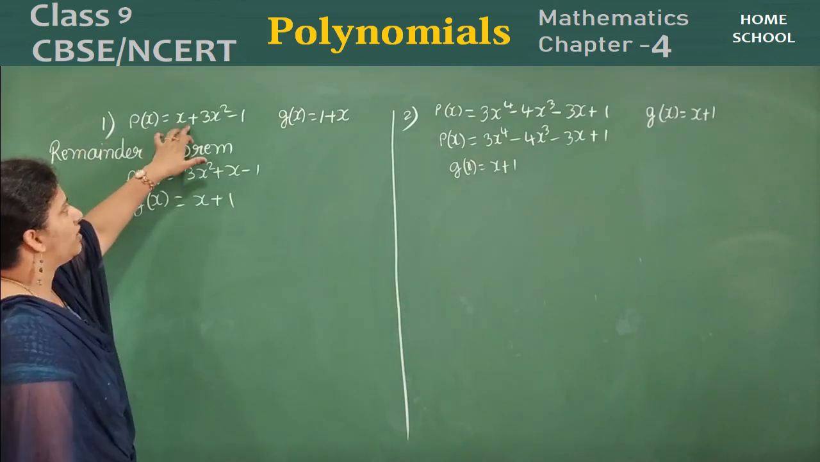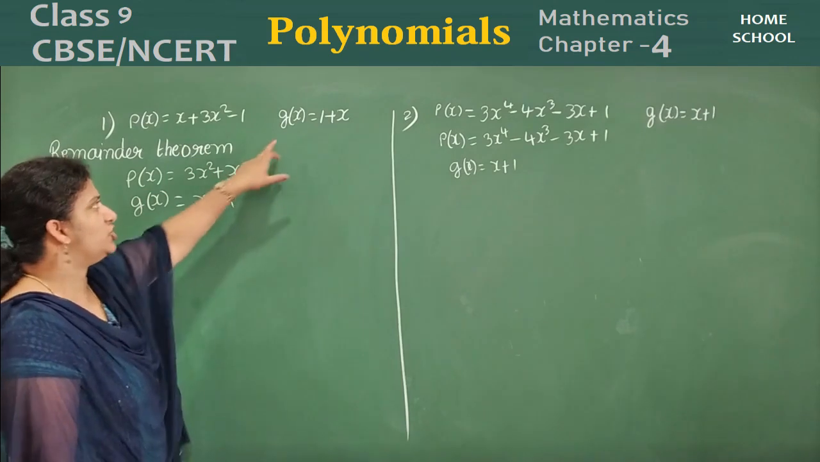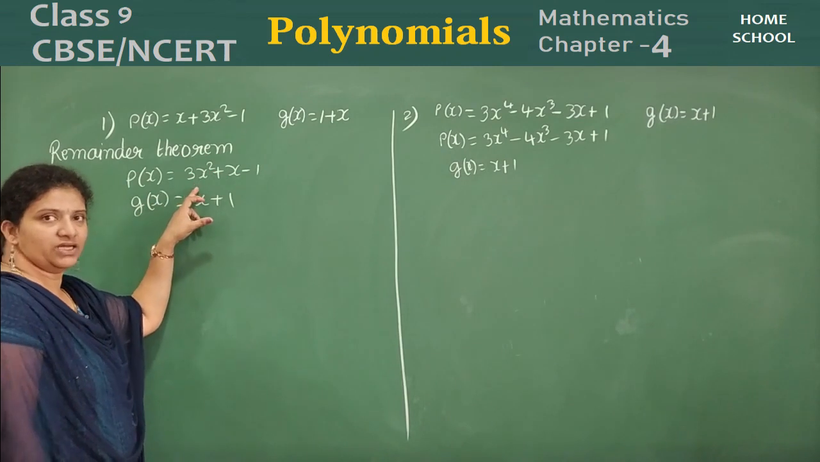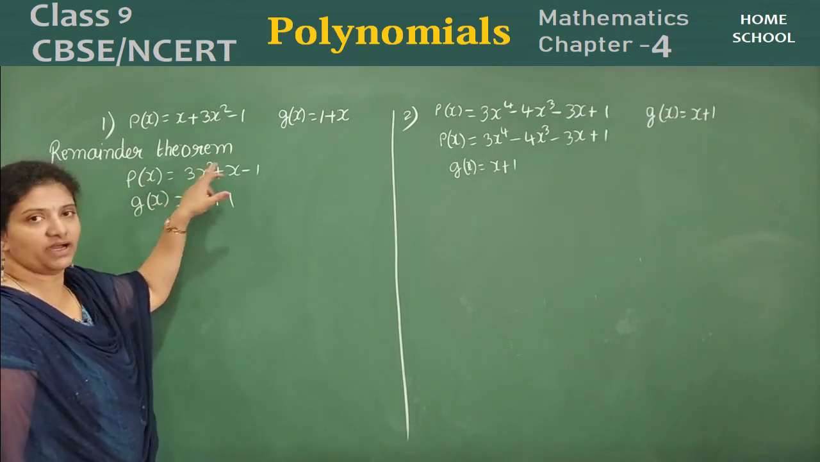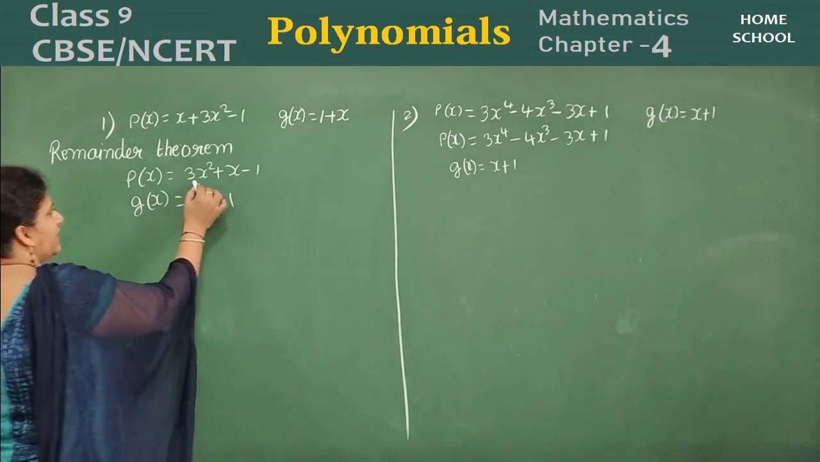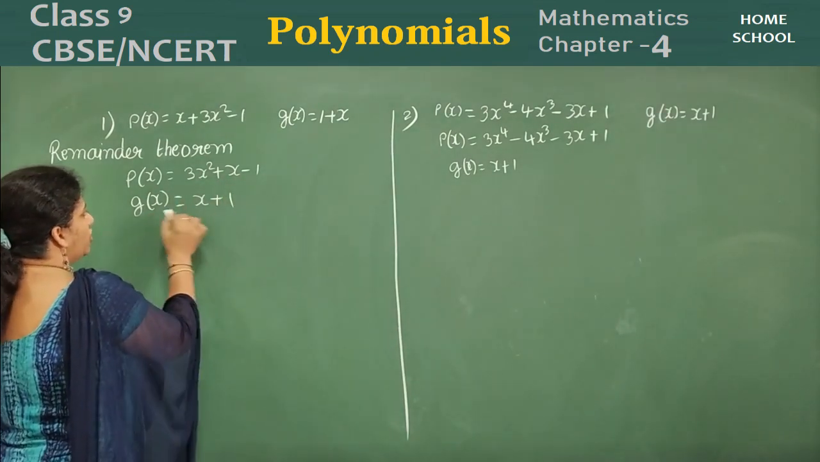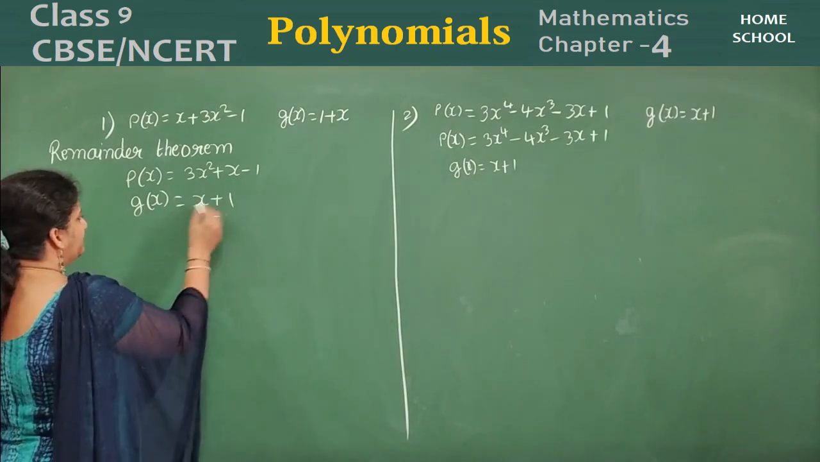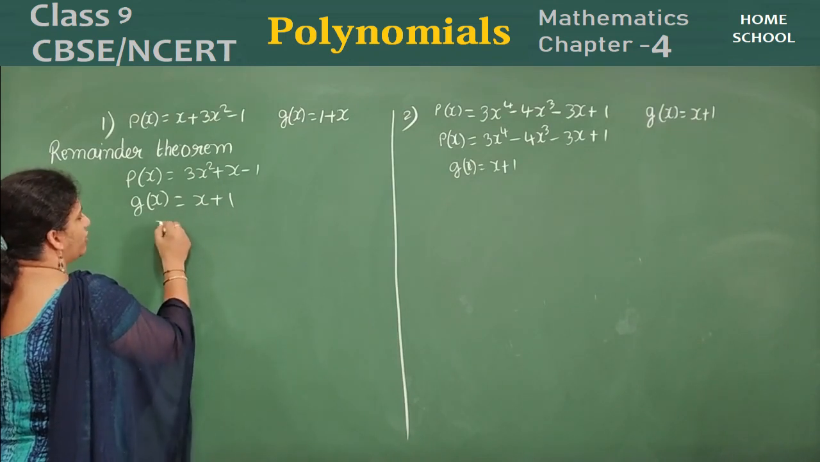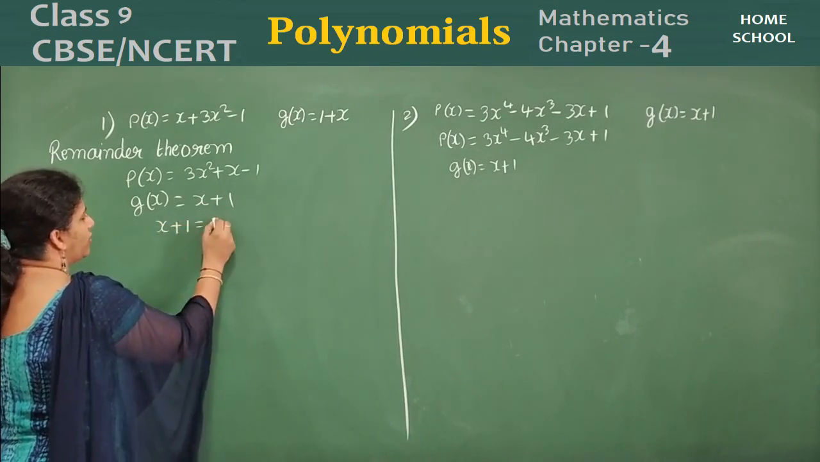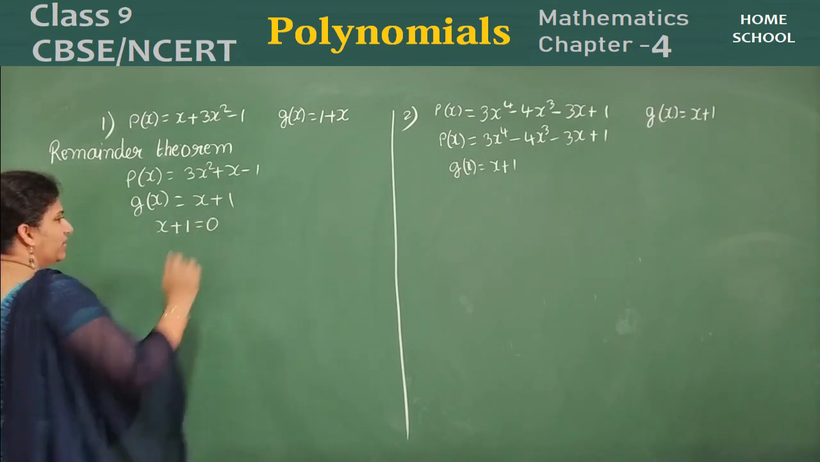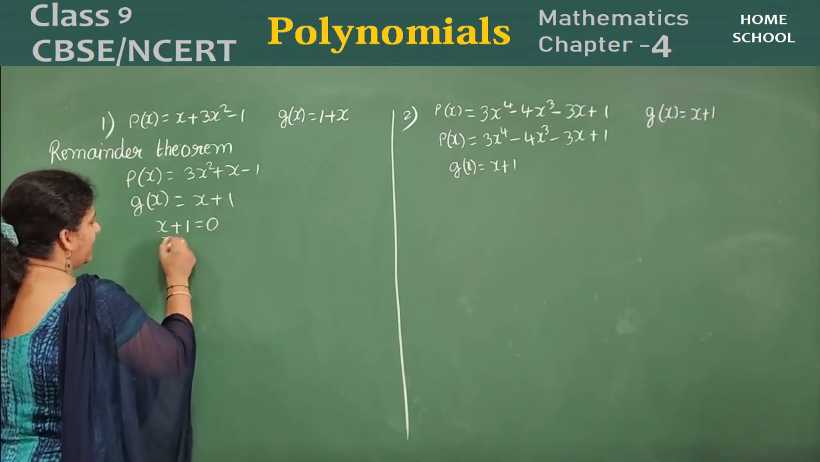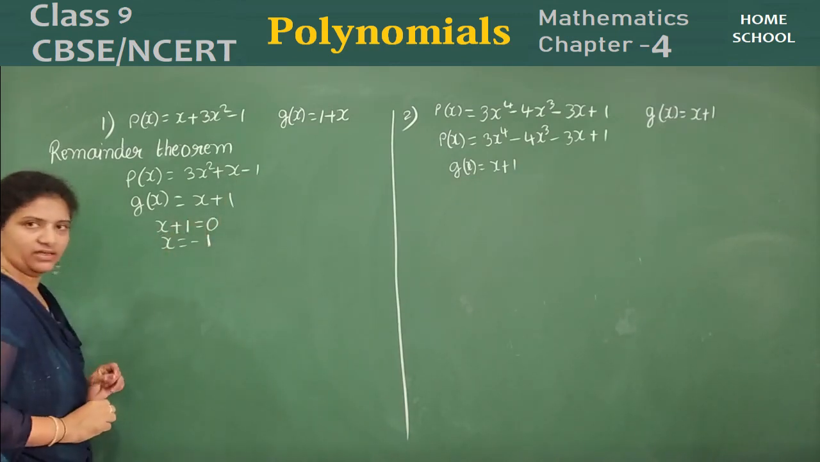P of x is equal to x plus 3x square minus 1. G of x is equal to 1 plus x. First step is the same. Arrange the terms carefully in such a way, highest power to the lowest power. That is 3x square plus x minus 1. G of x is equal to x plus 1. Now, how to do it, children? Find the 0 of the polynomial. How will you find the 0 of the polynomial? When we equate the divisor with 0. That makes plus 1 go to the other side. It will be minus 1.